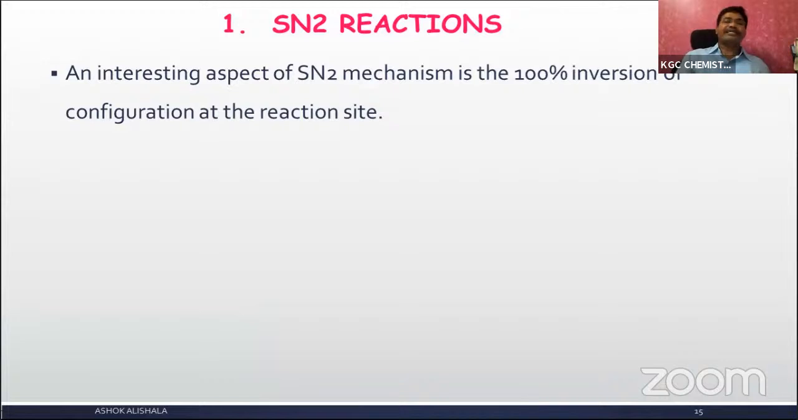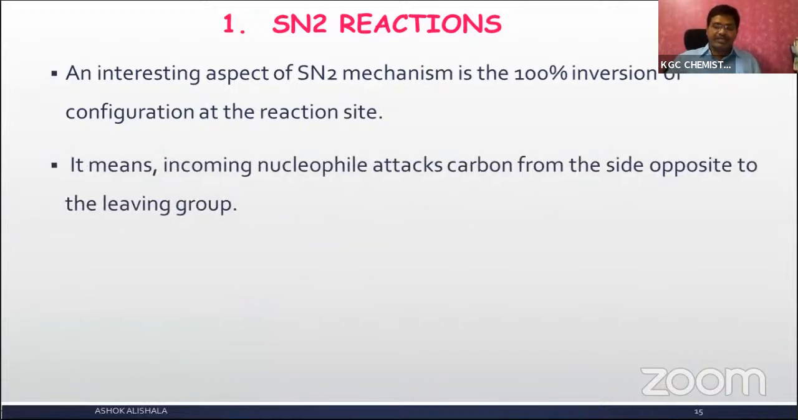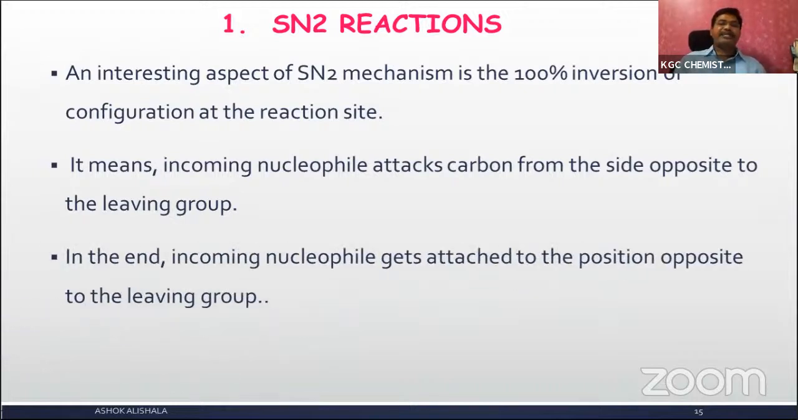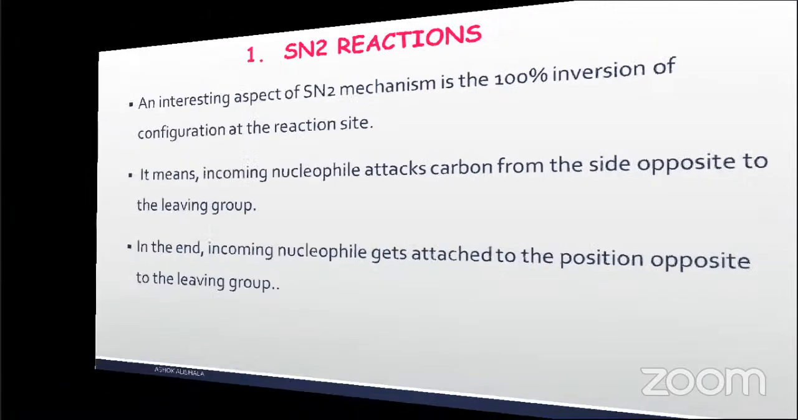Okay. An interesting aspect of the SN2 mechanism is the 100% inversion of the configuration. Here we are discussing now the stereochemistry. Inversion of the configuration means, suppose we take an optical isomer. If it starts with a D isomer, the product will be the L isomer. It means the incoming nucleophile attacks the carbon from the back side, that is, opposite to the leaving group. In the end, the incoming nucleophile gets attached to the position opposite to the leaving group.